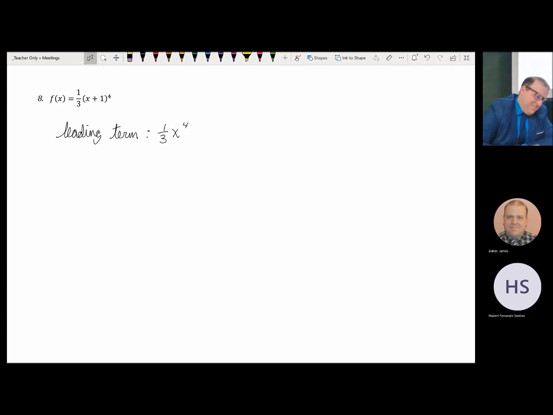Leading coefficient is 1/3. So is this gonna be the one that's going down or up? Oops, why did I do negative infinity? It goes up on both ends. Because the power is even, and the coefficient is positive.